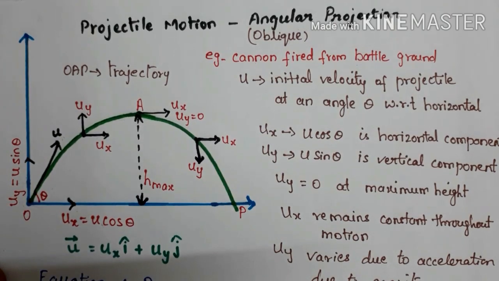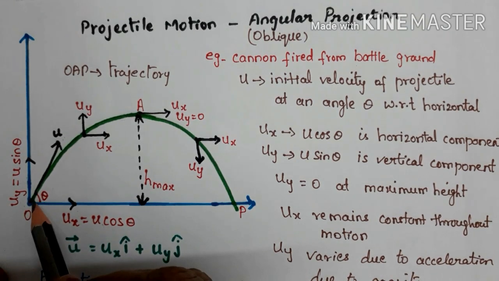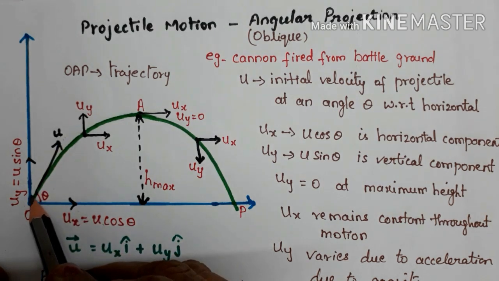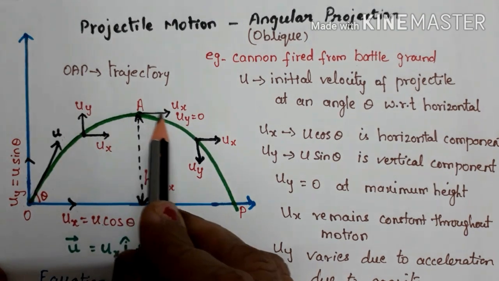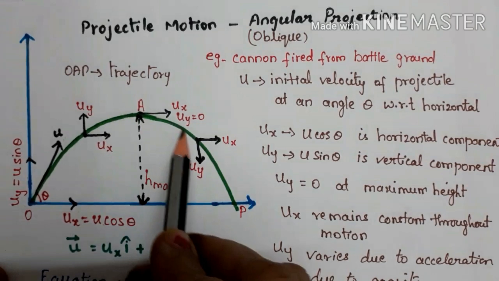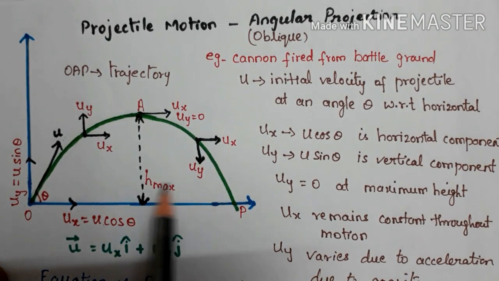Hello children, in this video we are going to learn about projectile motion, angular projection or oblique projection, right? So what is angular projection or oblique projection? You just stand on the plane surface and you are throwing the stone upward. What happens? The stone after flying will take a curved path like this, right? This curved path we call the trajectory.